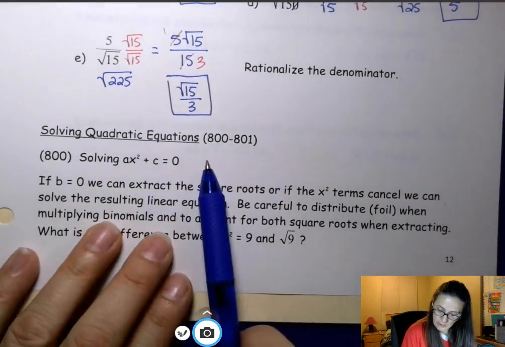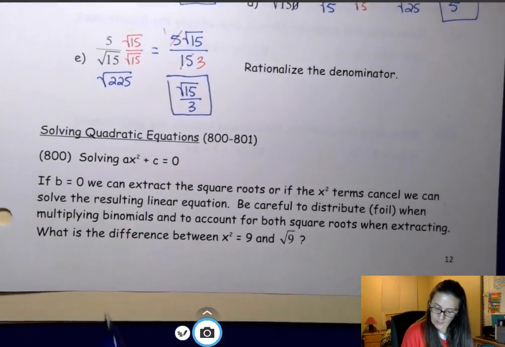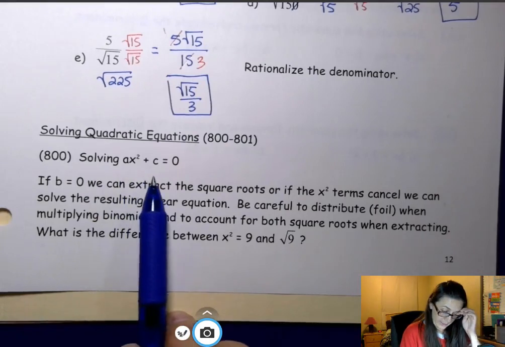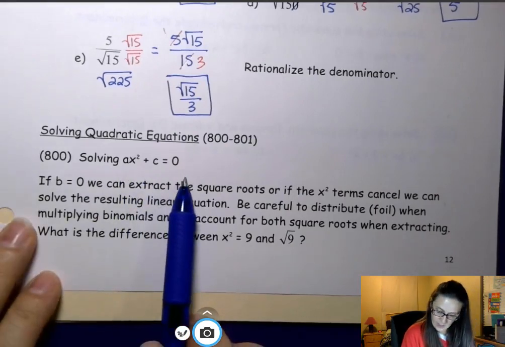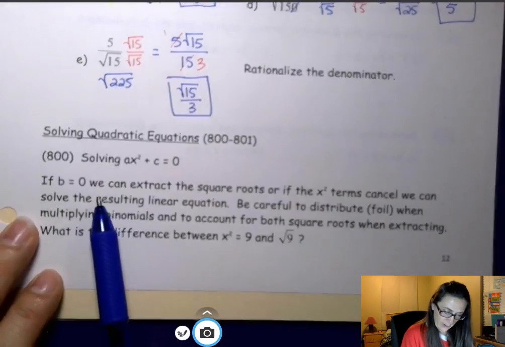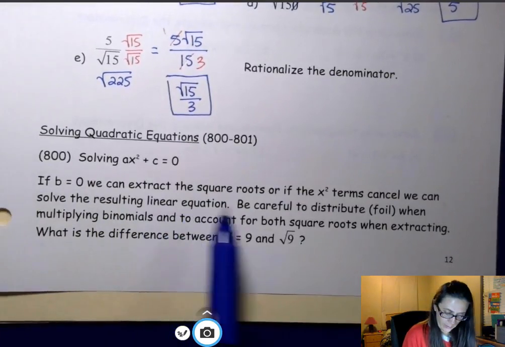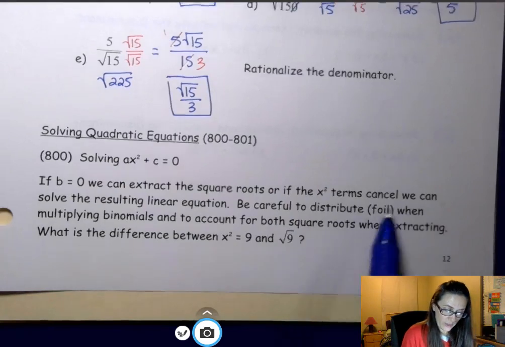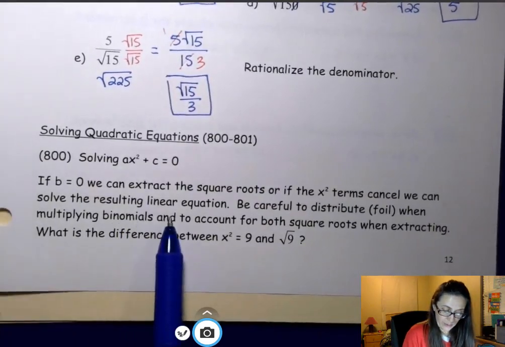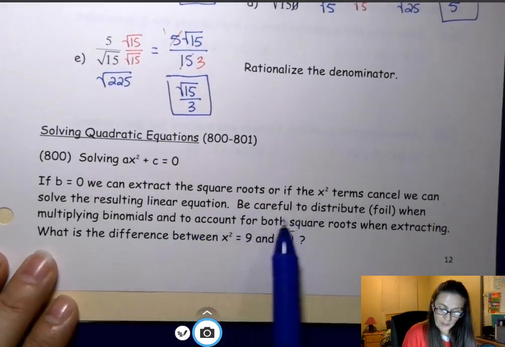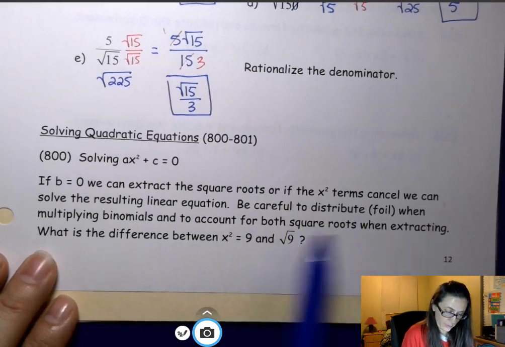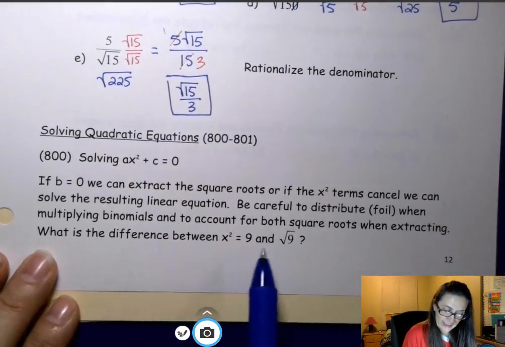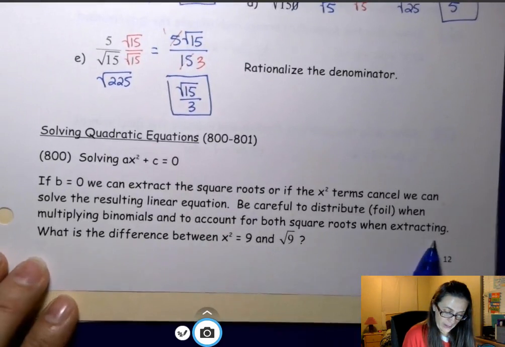Okay, solving a quadratic equation, solving ax squared plus c equals 0. If b equals 0, we can extract the square roots, or if the x squared terms cancel, we can solve by the resulting linear equation. Be careful to distribute when multiplying binomials and to account for both square roots when extracting.